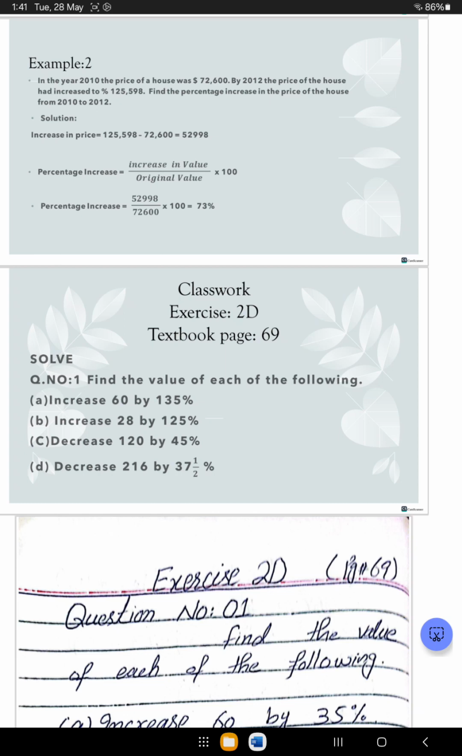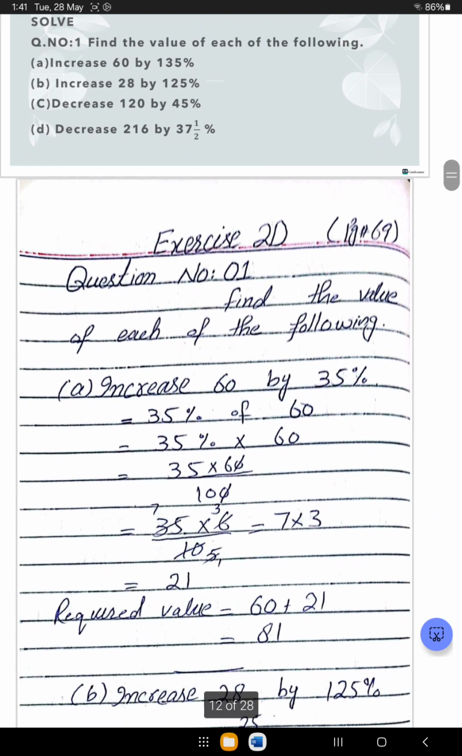Increase 60 by 35%. If we have a thing, the amount is 60 and we want to find the price if the increase is 35%, what is the answer? Increase 60 by 35, which means 35% of 60. When we remove the sign of percentage, we just divide by 100 times 60. 0 cancels out from 0.